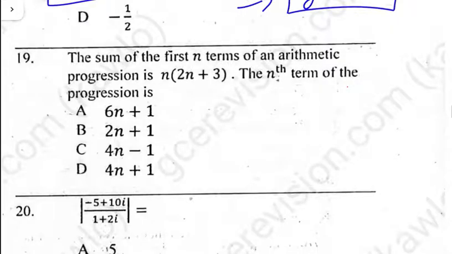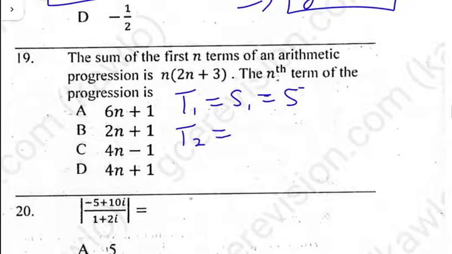The sum of the first n terms of an AP is n into 2n plus 3. The nth term of the progression is, so the first term T1 is the same as the sum of the first one term. So when n is equal to 1, what do we have here? We have 5. The second term T2 is given by S2 minus S1. Right? So when n is equal to 2, we have 2 times 2, 4 plus 3, 7 times 2, 14. 14 minus 5, which is equal to 9.